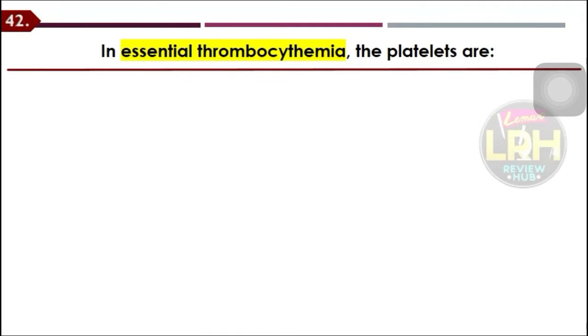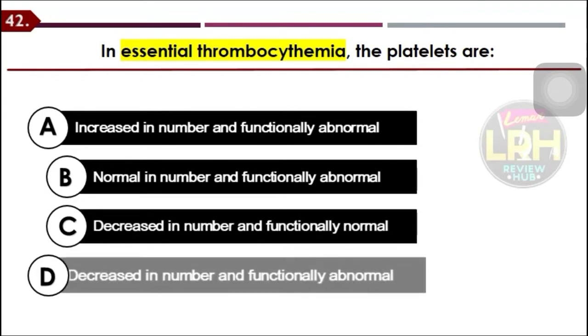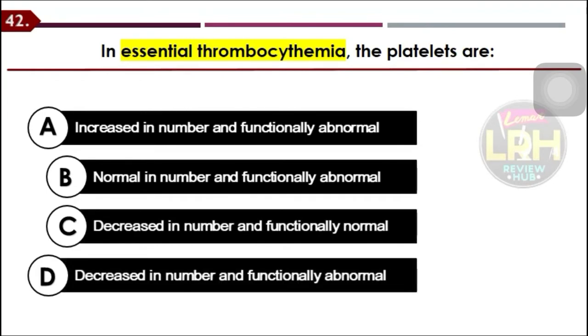For number 42, in essential thrombocythemia, the platelets are blank. Again, in essential thrombocythemia, the platelets are, is it letter A, increased in number and functionally abnormal, letter B, normal in number and functionally abnormal, letter C, decreased in number and functionally normal, or letter D, decreased in number and functionally abnormal? For number 42, of course, the answer is letter A, increased in number and functionally abnormal.